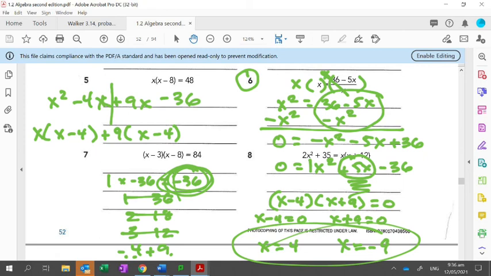Oh, factoring is going to be your friend by the time you leave this course, yeah? Okay. All right. Let's just scroll through the others and see if there's anything else odd.